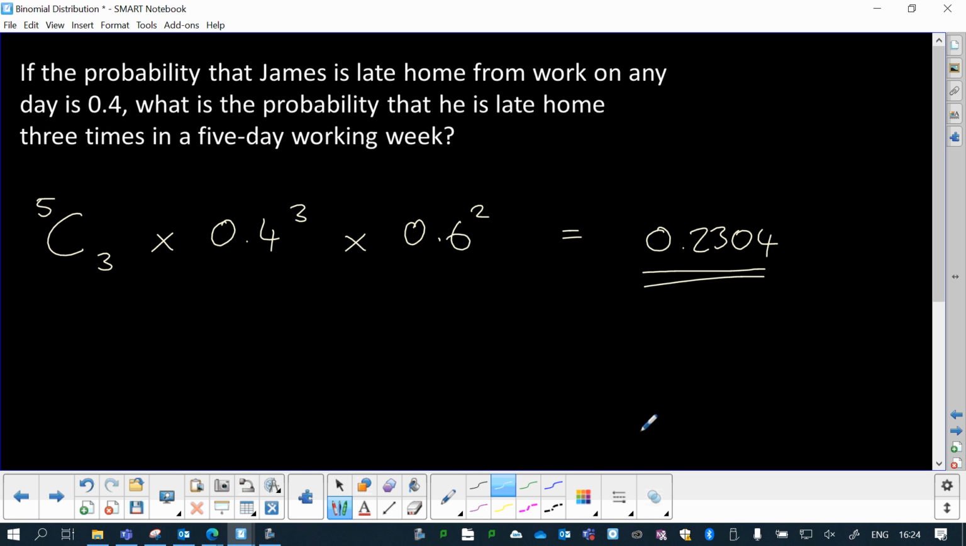The thing to notice is the reason that this is a binomial is because there are only 2 different things that can happen. Just like the binomial expansion, you had 2 terms in a bracket. There's only 2 things that can happen here. In terms of our experiment, James can be late or James can be on time. Early doesn't matter. It falls into on time. He's either late or he's not late, in fact. Late or not late. 2 different things. Binomial.